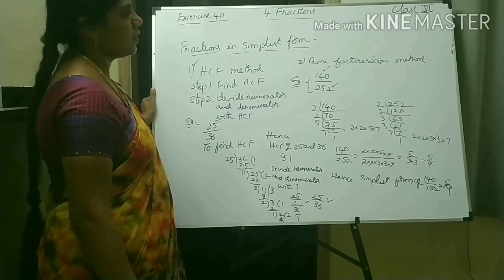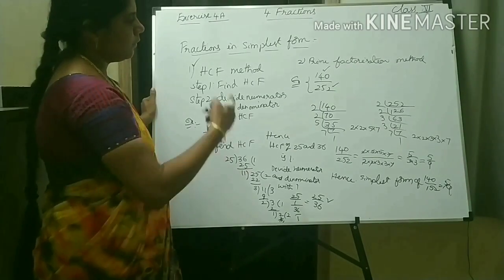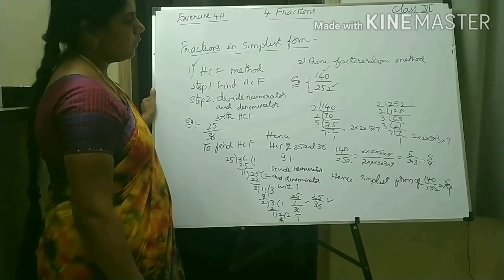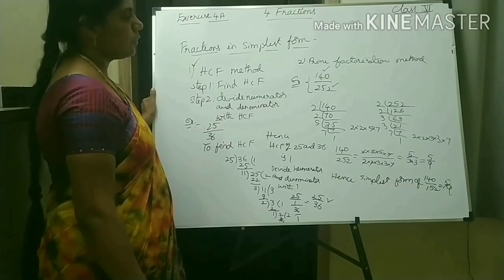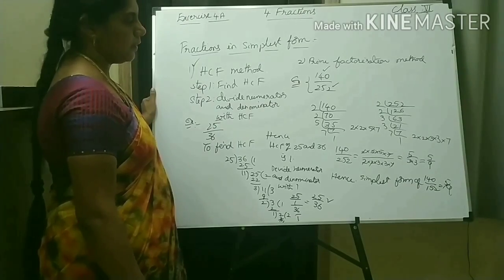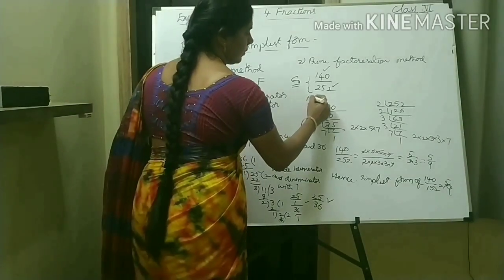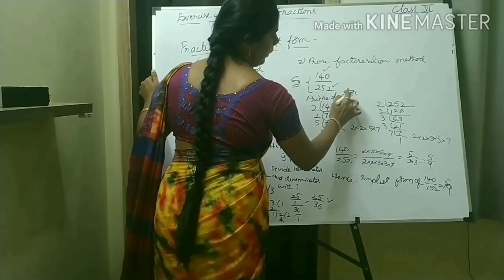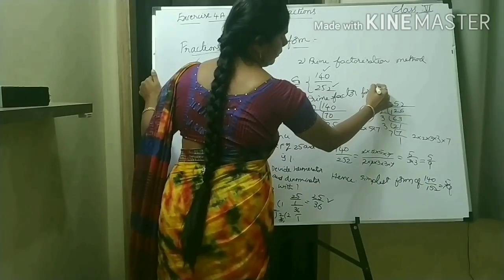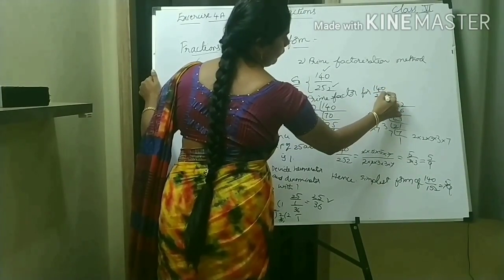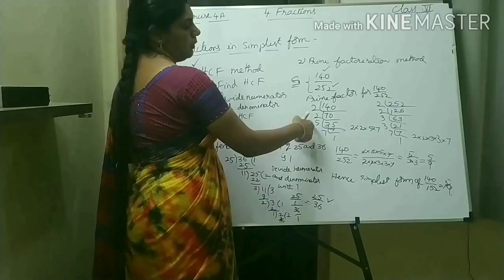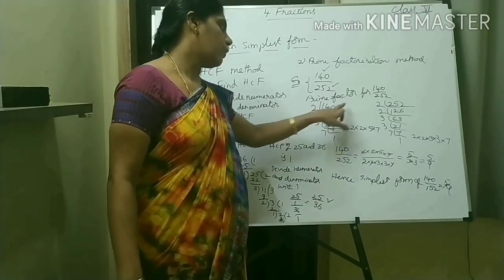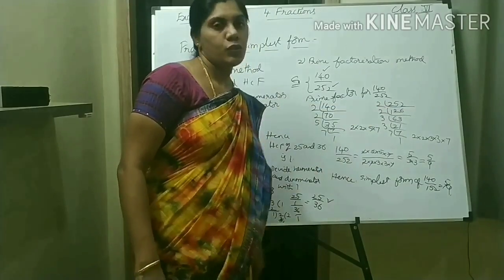Now see the prime factorization method, the second method. See with one example, I am taking 140 by 252. What do we have to do? We have to find prime factors. Find the prime factors for 140 by 252 individually: for the numerator 140 and for the denominator 252.